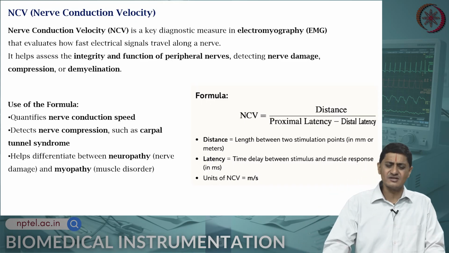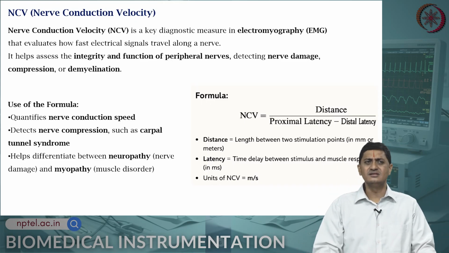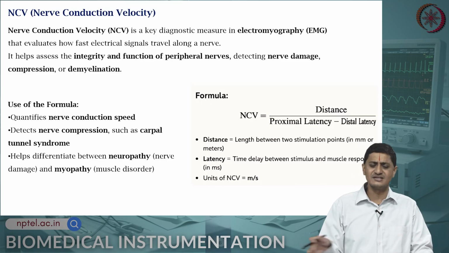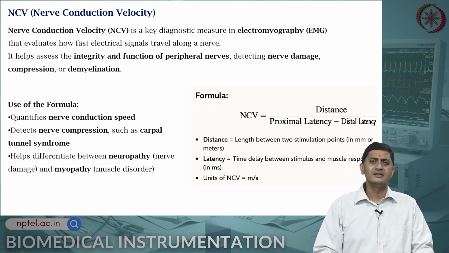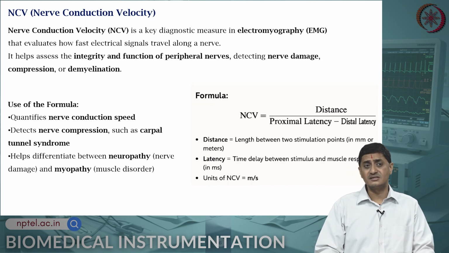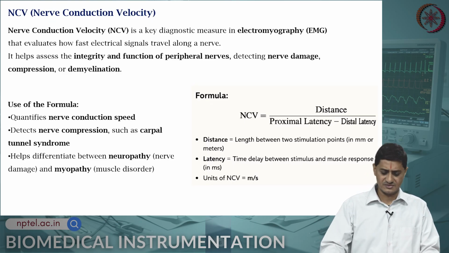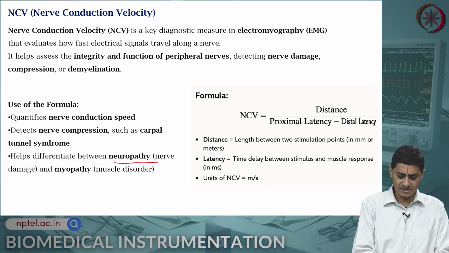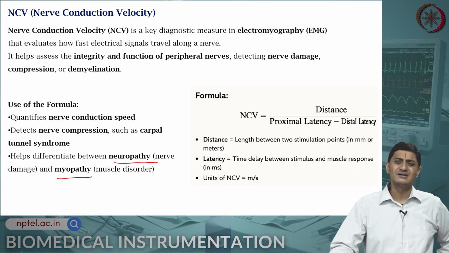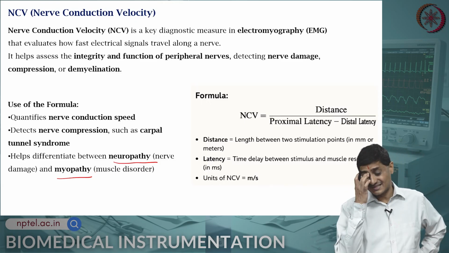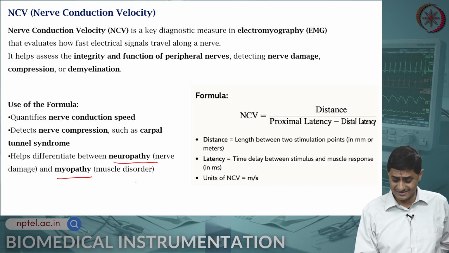Essentially, nerve conduction velocity is a diagnostic measure in EMG that evaluates how fast electrical signals travel along a nerve. Essentially, there are diseases in which the velocity of conduction is compromised. Those are neuropathy or nerve damage and myopathy or muscle damage. Do check. Also, there are others like myelination disorders, MS, GBS.